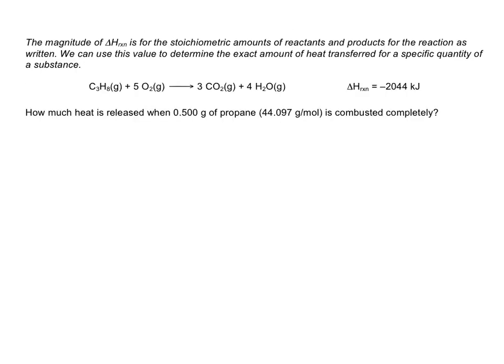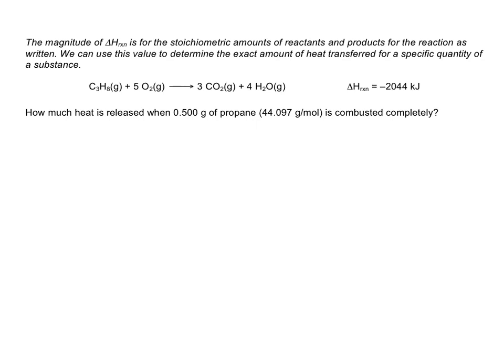Hopefully you also remember from honors that we can use the delta H of a reaction along with the coefficients in our equation to figure out how much heat is transferred for a given amount of reactant or product. Just in case you don't remember, here's an example, and we'll do a few in class as well. How much heat is released when 0.500 grams of propane, which has a molar mass of 44.097 grams per mole, is combusted completely? The reaction is above, it's balanced, and the delta H of the reaction is given as negative 2,044 kilojoules.